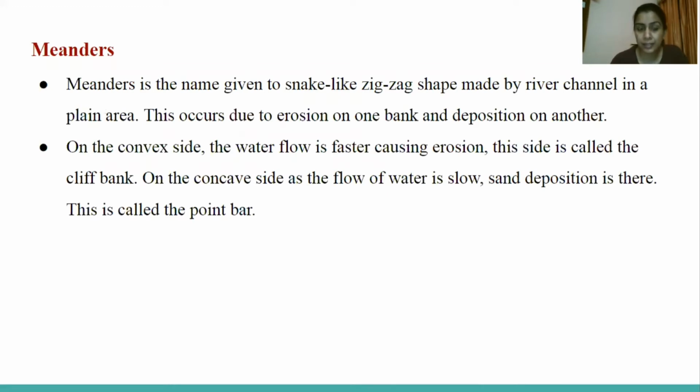Next is meanders. Meanders is a name given to snake-like zigzag shape made by a river channel in a plain area. This occurs due to erosion on one bank and deposition on another one. On the convex side, the water flow is faster, causing erosion. This side is called the cliff bank. And on the concave side, as the water is slow, sand deposition is there. This is called the point bar.